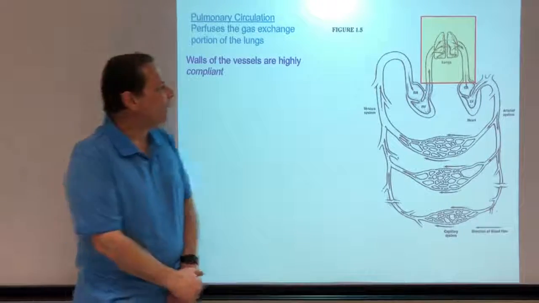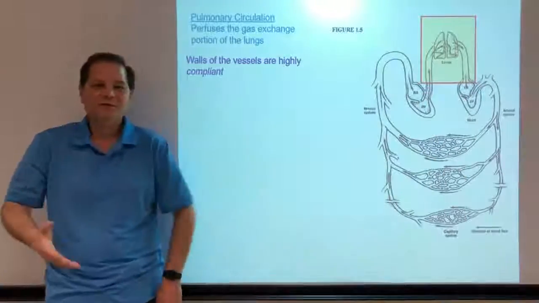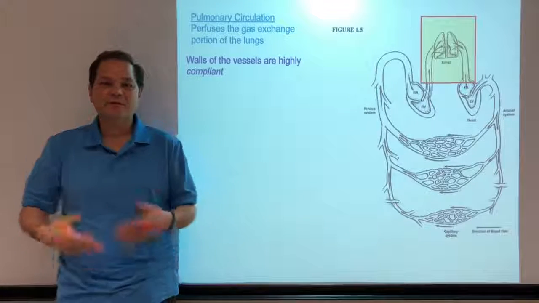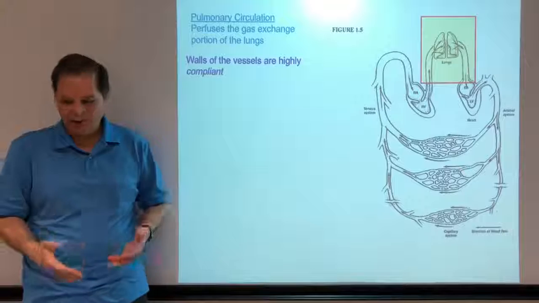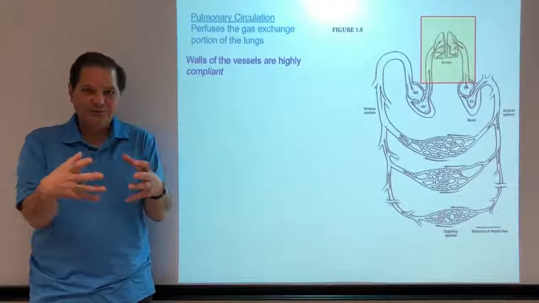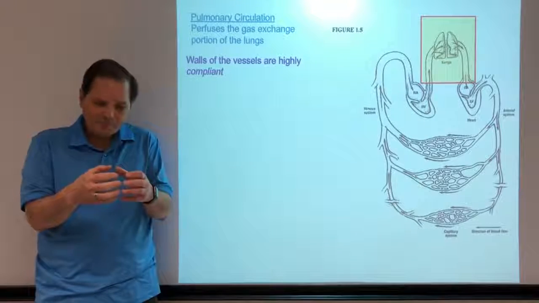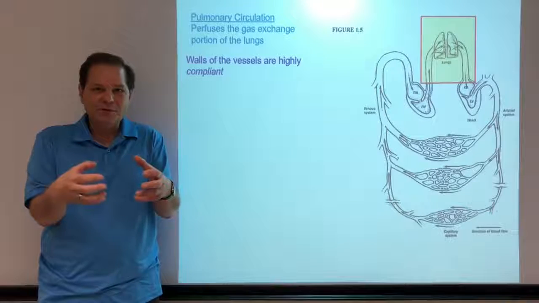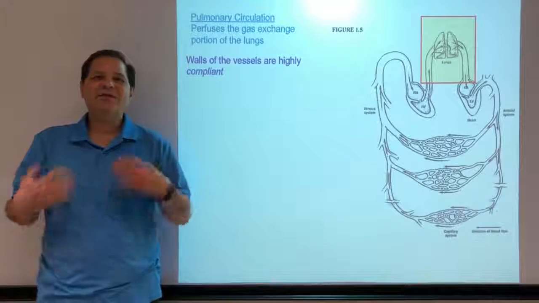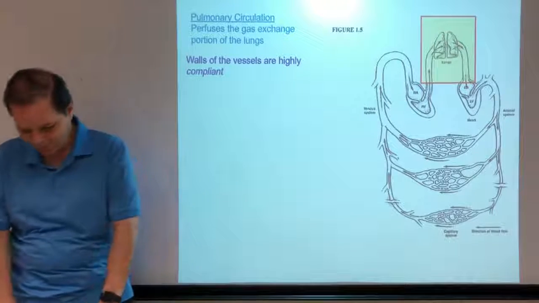The walls of this system are what we call compliant. The concept of compliance is a really important one in physiology, and a substance is more compliant when it stretches. If you're talking about a tube like the pulmonary artery, if you increase the pressure, and the walls stretch easily, then we say that the walls are compliant. If they don't stretch as easily, then they're less compliant, okay?